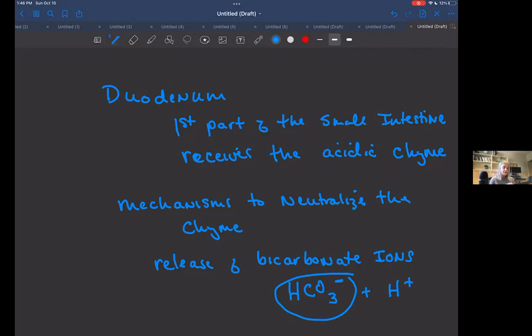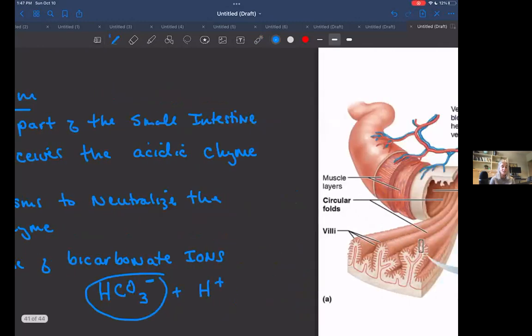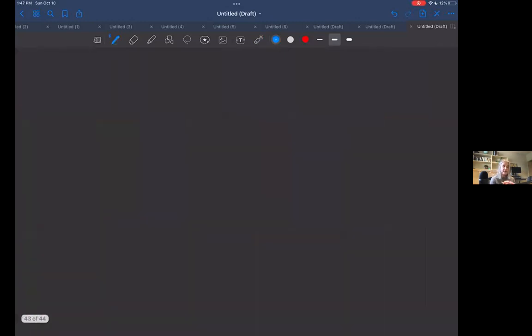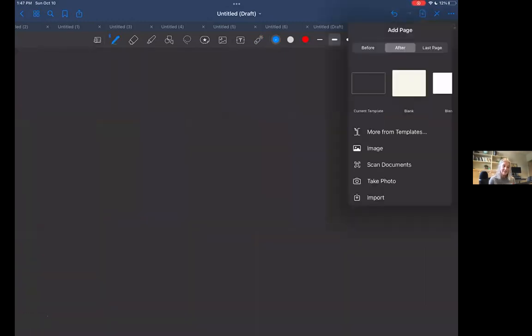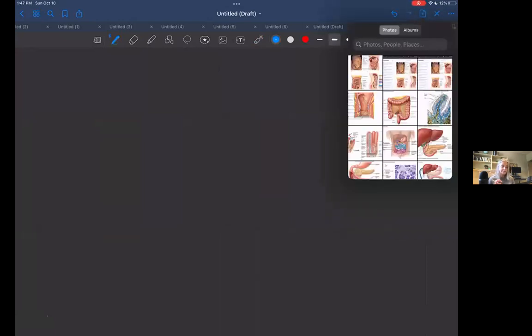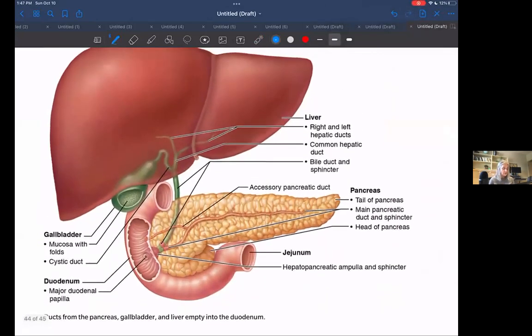If we look at the duodenum, we have the pancreas as well as the liver contributing substances to this part of the digestive tract. So let me see if I can find that image here. Okay, so here's my duodenum. It is going to receive bile that is produced by the liver. We're going to talk about the liver and the function of bile later. And you'll notice that there's ducts coming in from the pancreas.